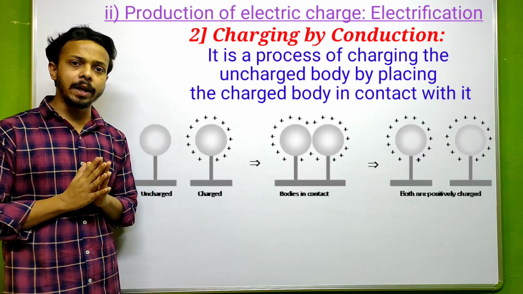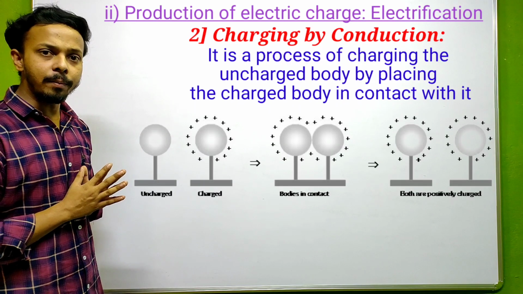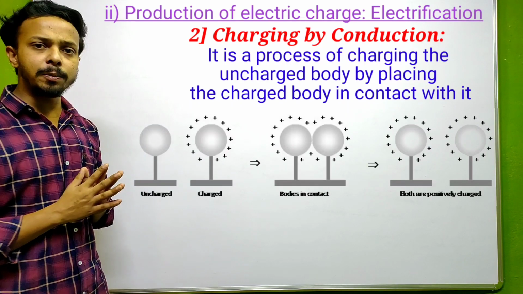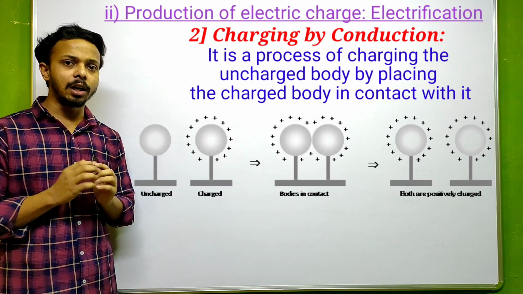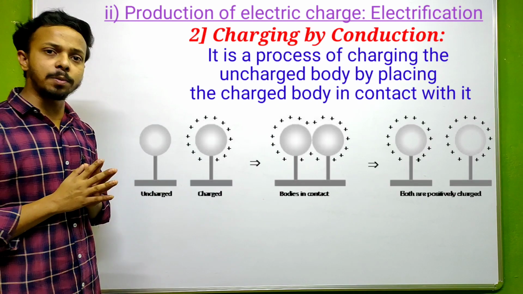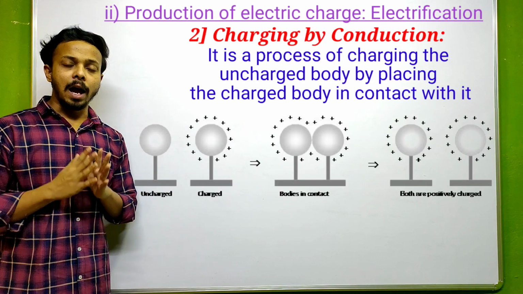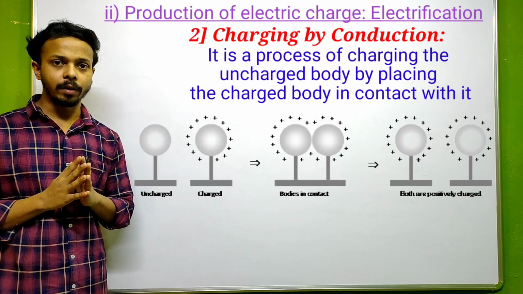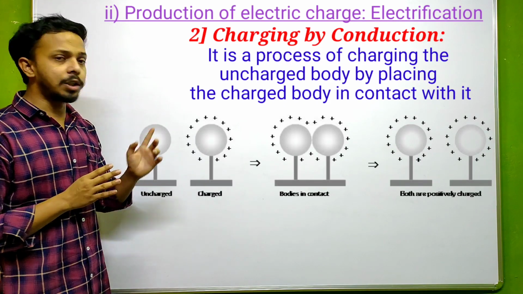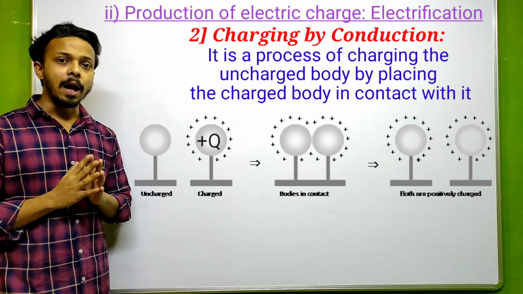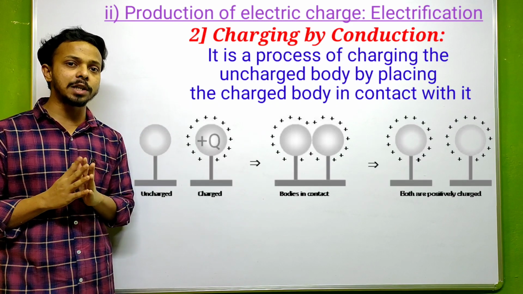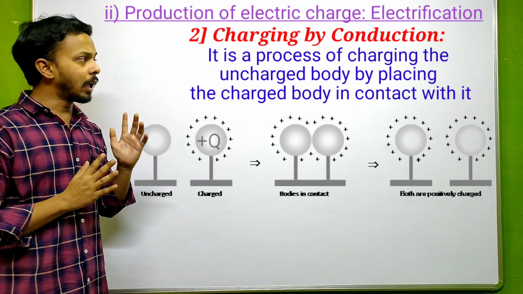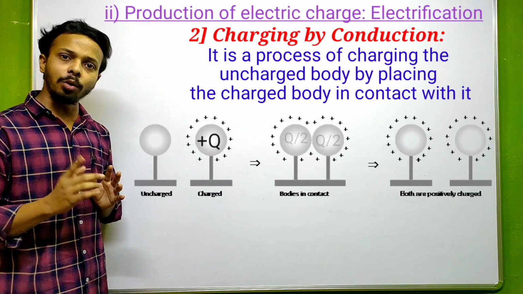Now let us understand this. Consider two metallic spheres placed on two insulating stands. Here one sphere is charged and another is uncharged. When these two metallic spheres are brought in contact with each other, the charges from the charged body are transferred to the uncharged body, and the charges are spread on both bodies in an equal manner. So consider the charged body has a net charge capital Q, and when this body is in contact with the uncharged body, the charges are transferred from the charged body to the uncharged body. Now the net charge on both bodies becomes Q by 2.